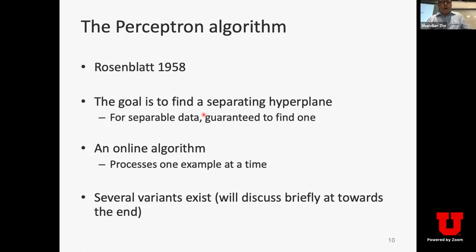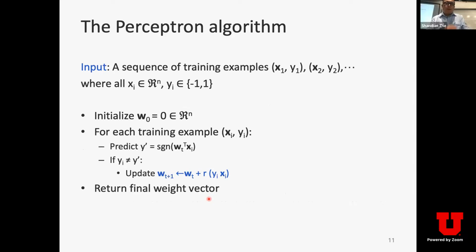The goal is to find a separating hyperplane for your positive and negative examples. In essence, it's an online algorithm. Basically, you pass through the training data sequentially, and each time it only processes one example. Of course, for practical usage, there are several variants.